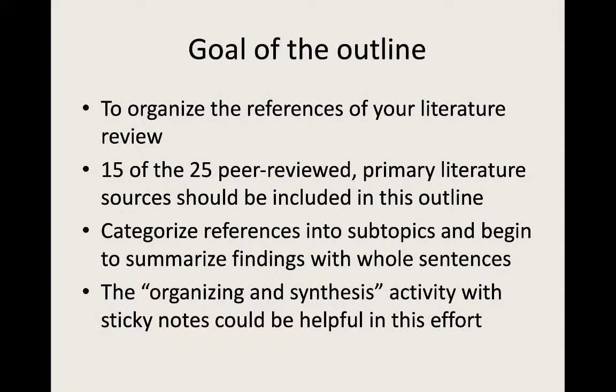The goal of the outline is to organize the references of your literature review. What we are looking for in this assignment is for you to have included at least 15 of your 25 peer-reviewed primary literature sources in this outline. You should categorize the references into subtopics and begin to summarize findings with whole sentences.